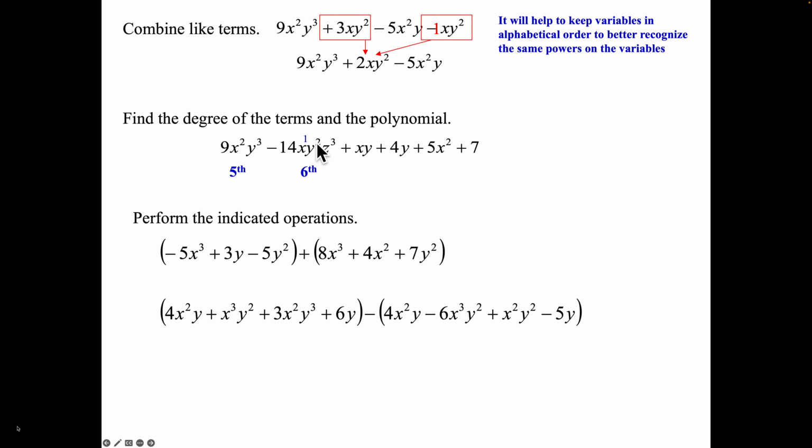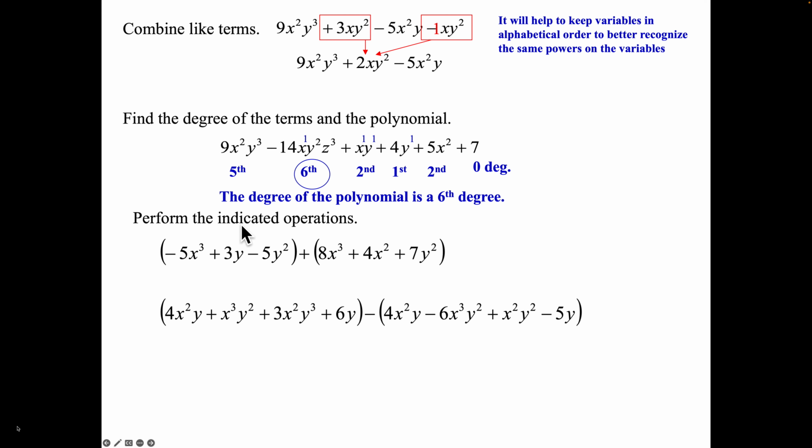1 plus 2 plus 3, that's a 6th degree. 1 plus 1, that's a 2nd degree. Here's a 1st degree, 2nd degree, and remember constants are always a 0 degree. What's the degree of my polynomial? Who's the biggest degree? That's the 6th degree. That's the degree of my polynomial.